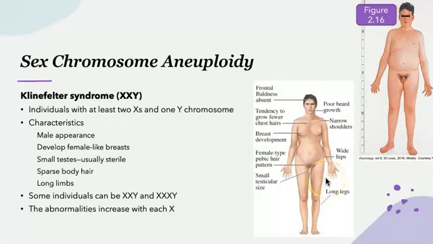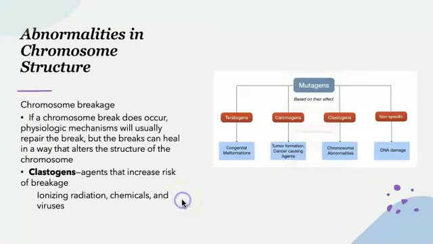of the femur. So some individuals too can have, like we said, the 2 X and 1 Y chromosomes, whereas others can have 3 X's and 1 Y chromosome. And abnormalities are going to increase with each X that gets added on here.